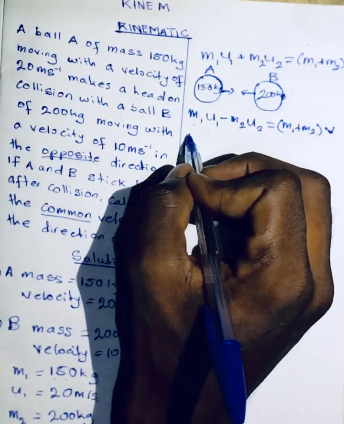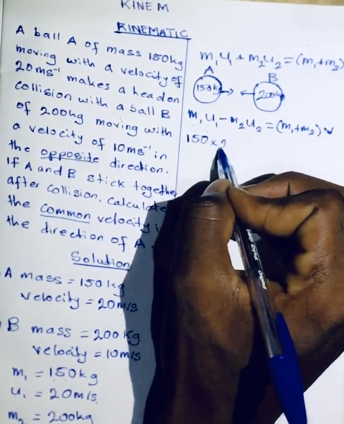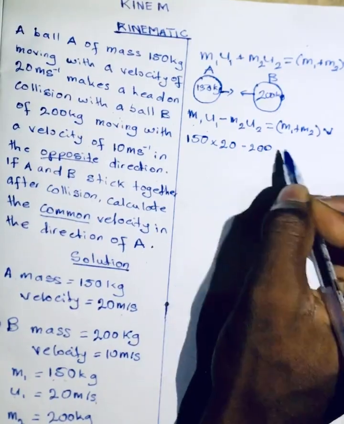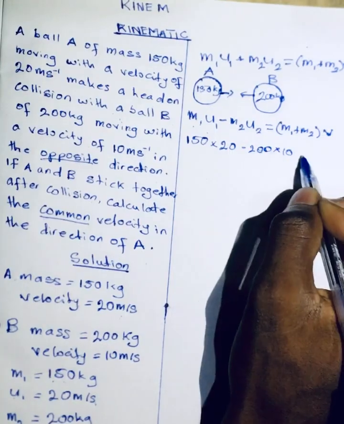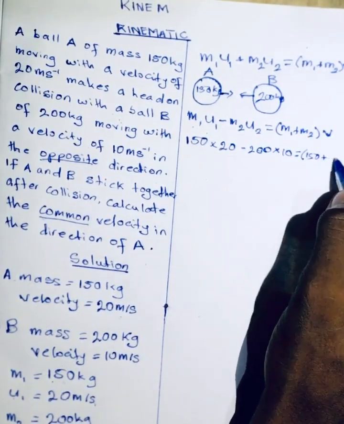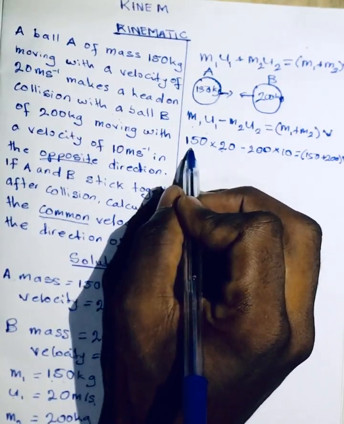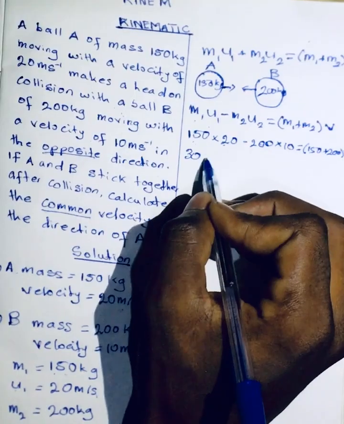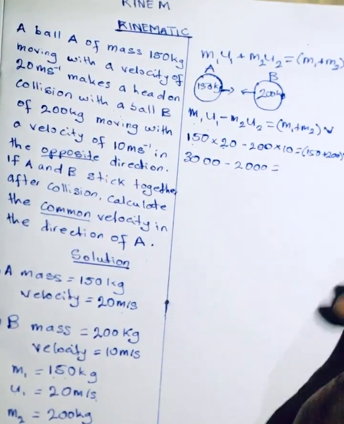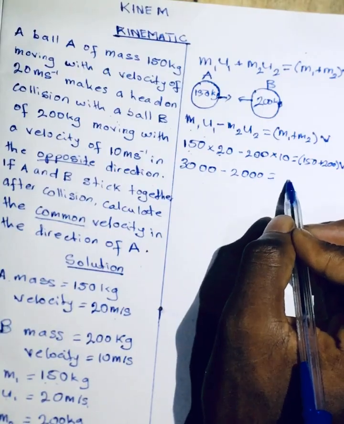So we have 150 times 20 minus 200 times 10 must be equal to 150 plus 200 times v. 15 times 2 gives 30, then we add the two zeros, giving 3000, minus 200 times 10, which gives 2000. And 150 plus 200 gives 350.